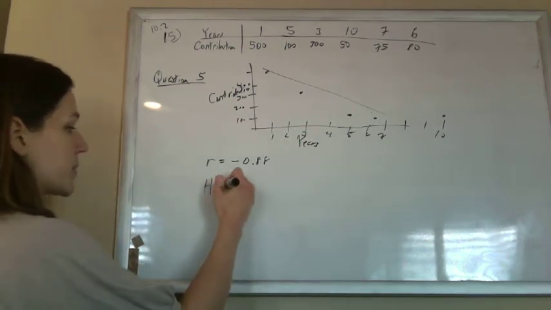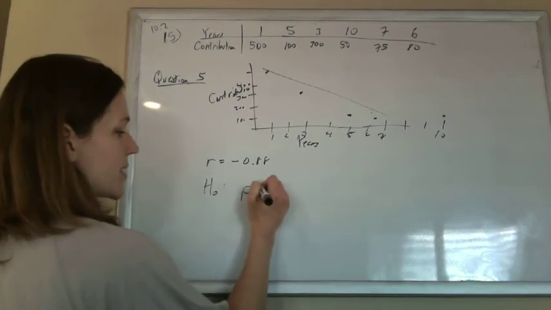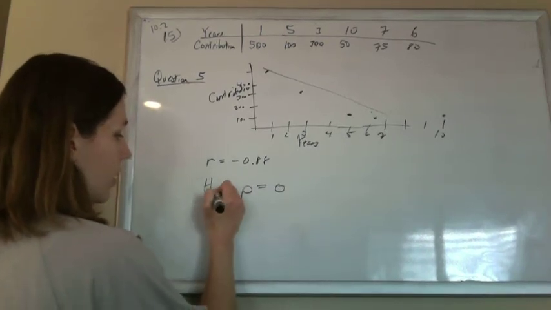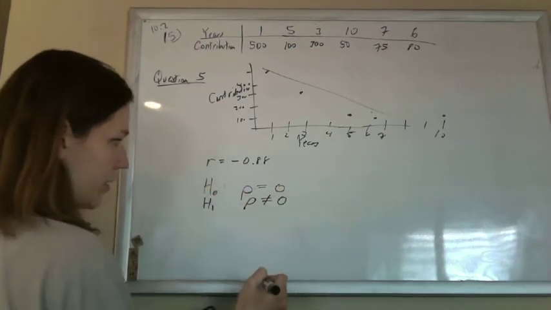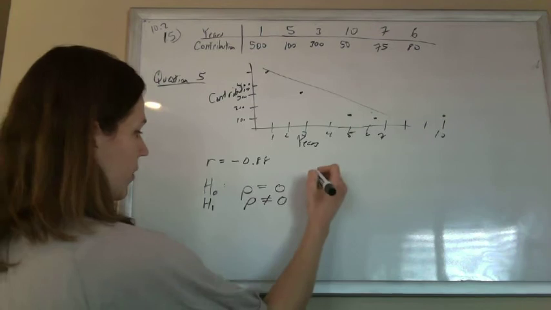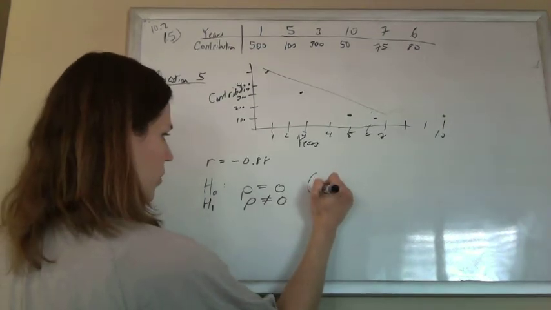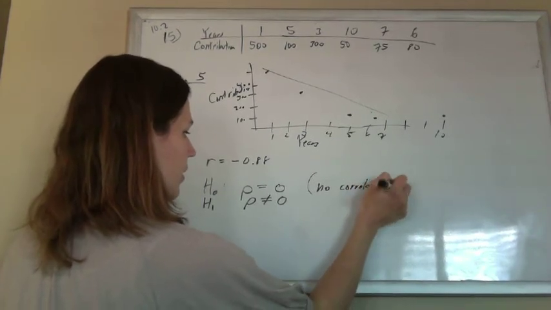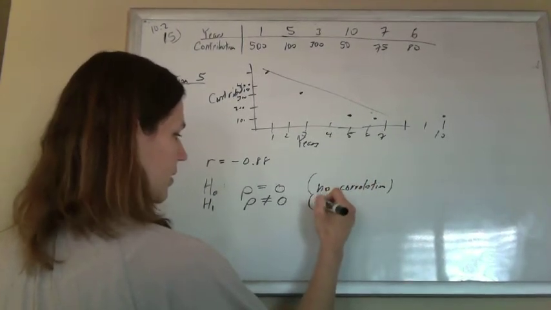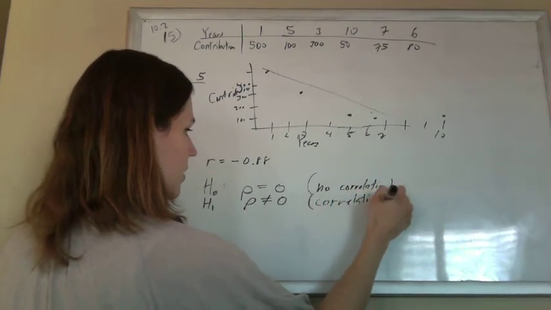For these problems, where you're testing the correlation, your null hypothesis is always that rho equals 0, and your alternative hypothesis is always that rho doesn't equal 0. The null would mean that there is no correlation. And this one would mean that there's a correlation.